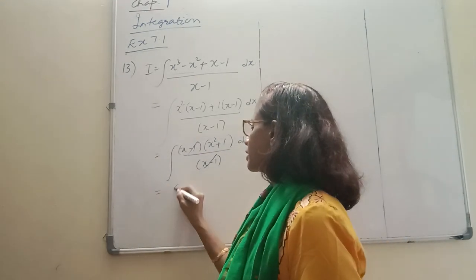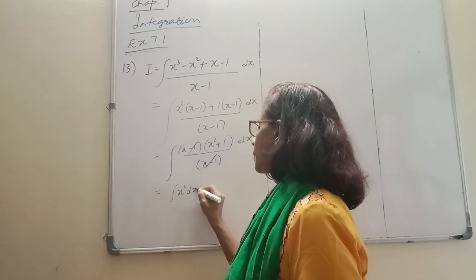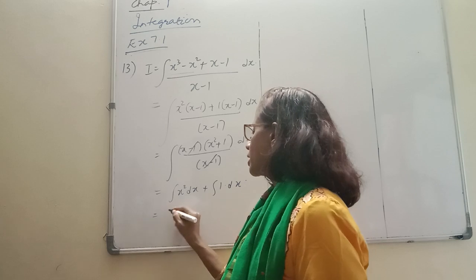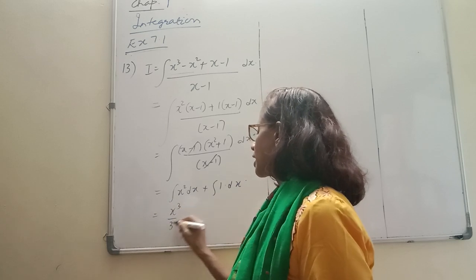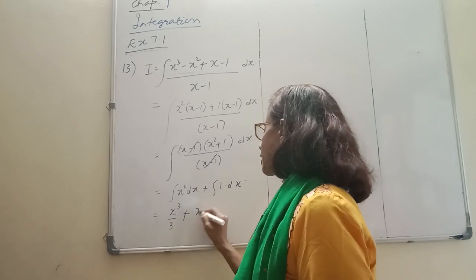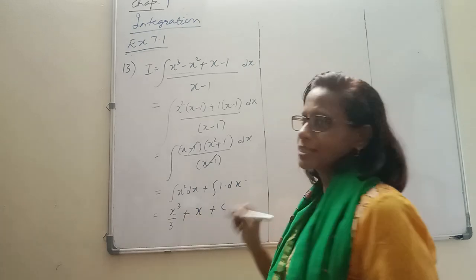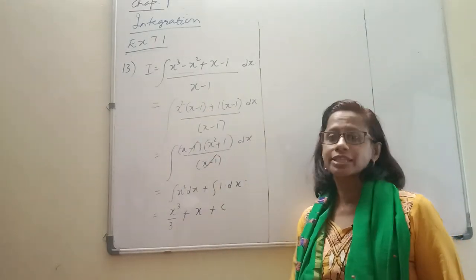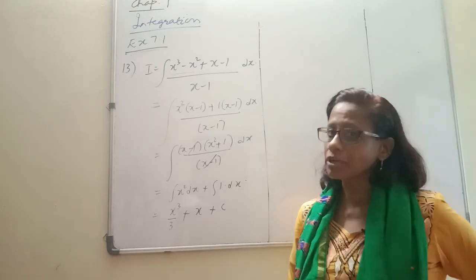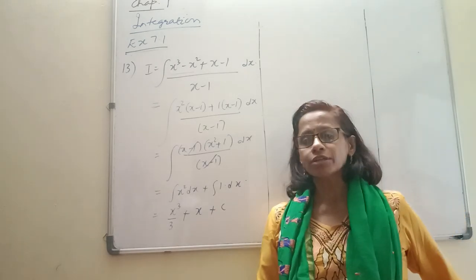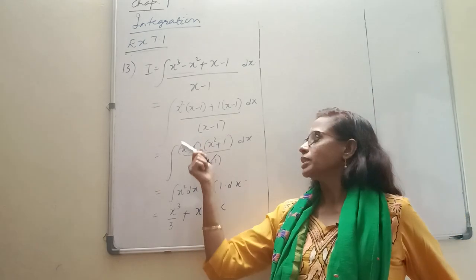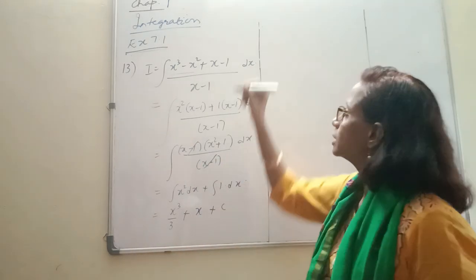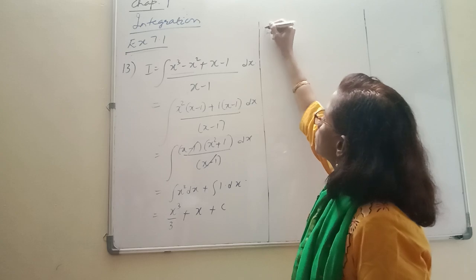Let's get the integral. Integral of x squared dx plus integral of 1 dx. Integral of x squared is x cube over 3, and integral of dx, we know, is x plus c. So it's very easy once we reach here, but that will come only by observation, whether factorization is working or not. You have to do the factorization, or you can resort to long division, and with the help of that you can work out the problem. So that's problem number 13. Now let's move to problem number 14.